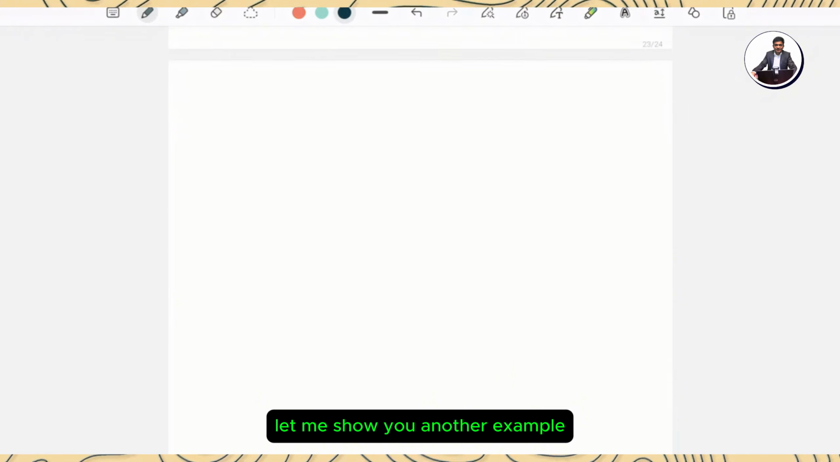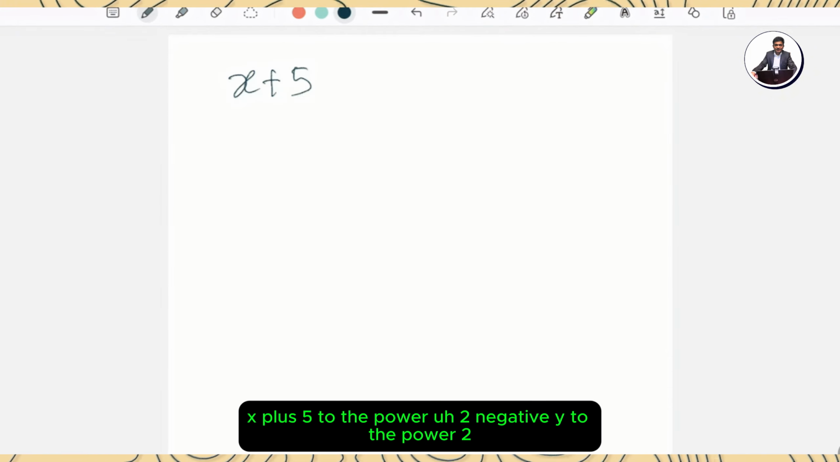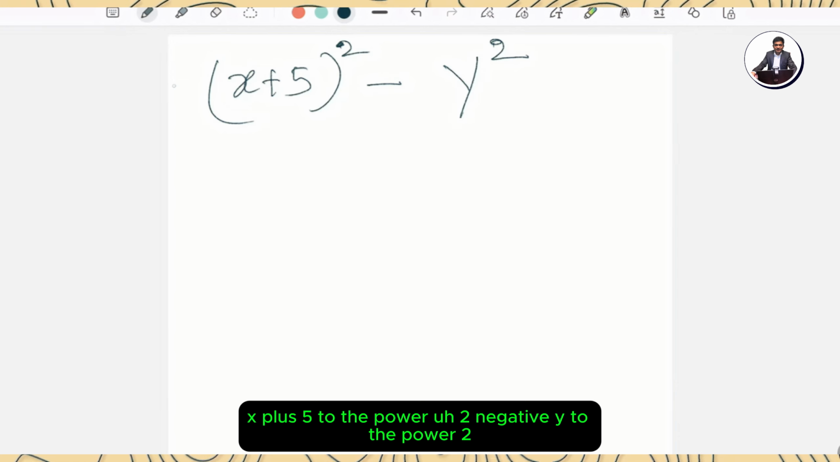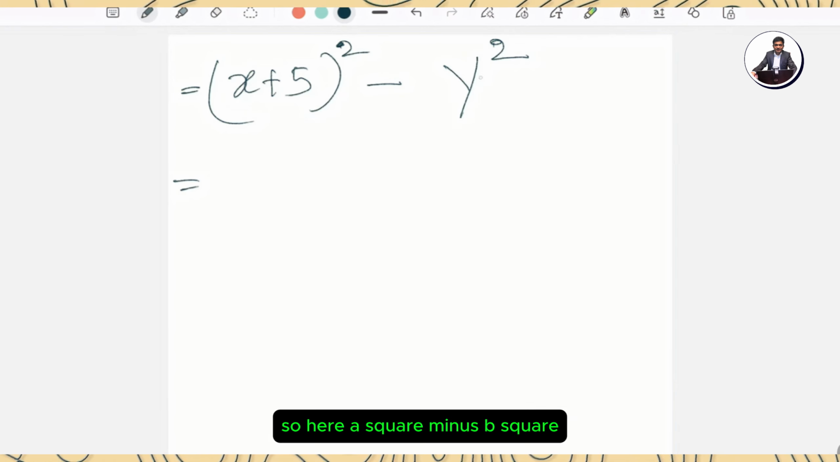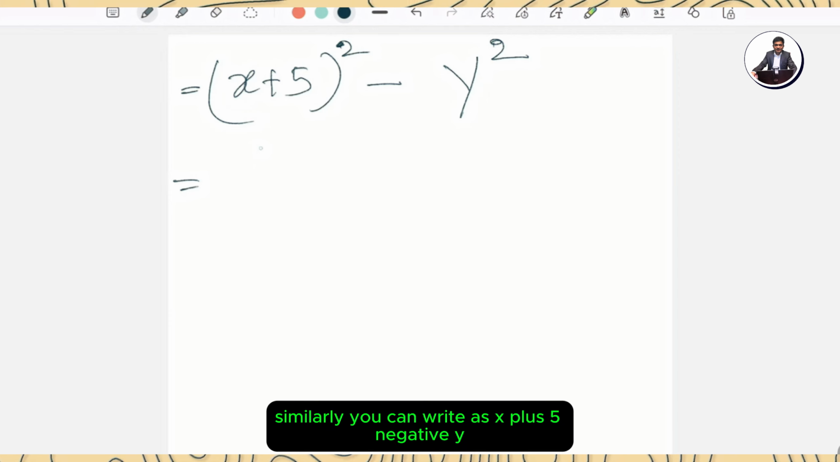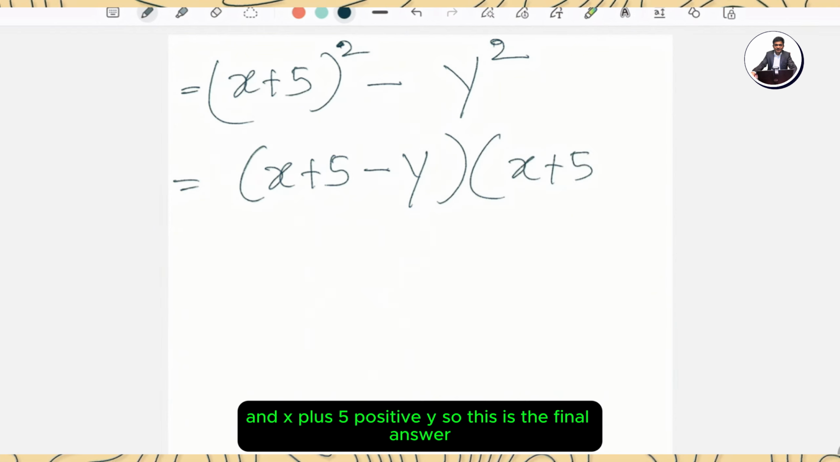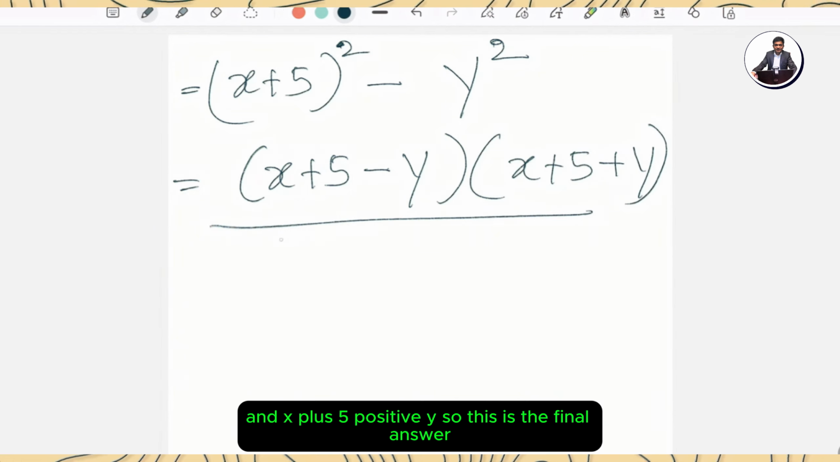Let me show you another example. x plus 5 to the power 2 negative y to the power 2. So here again, a squared minus b squared. Similarly, you can write it as x plus 5 negative y and x plus 5 positive y. So this is the final answer.